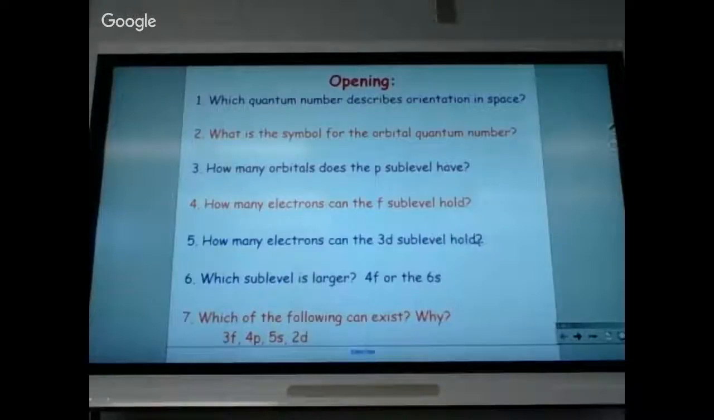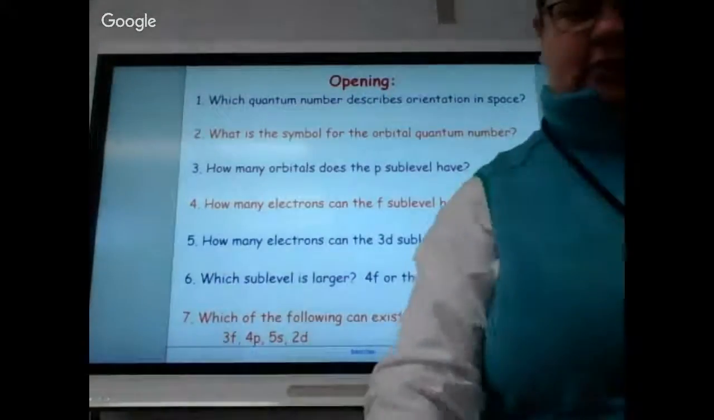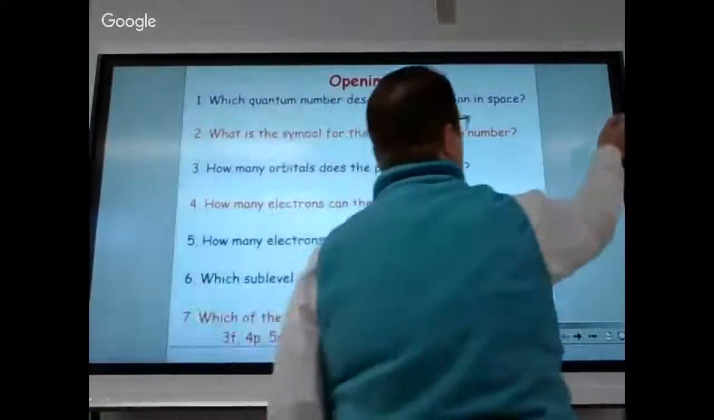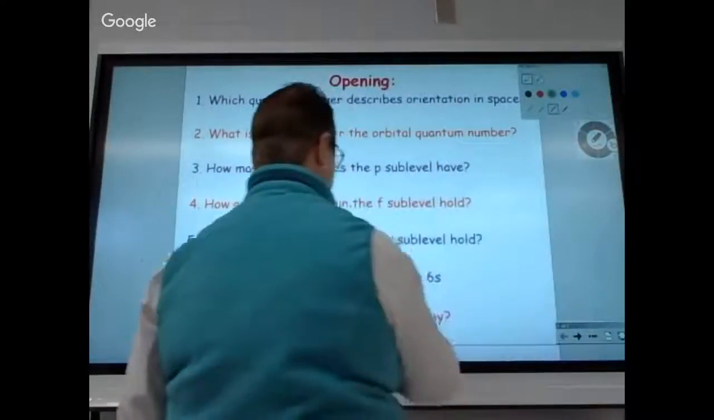Which sublevel is bigger, a 4F or a 6S? Tell me what tells size, energy level or sublevel? Energy level tells size. When we labeled principal, orbital, magnetic, and spin, look back at the very beginning of our notes on Friday with the quantum numbers. Energy level told size, right? So if energy level tells size, which thing is the energy level? Is the energy level the number or the letter? The number.